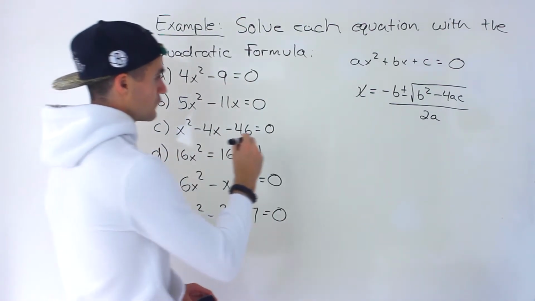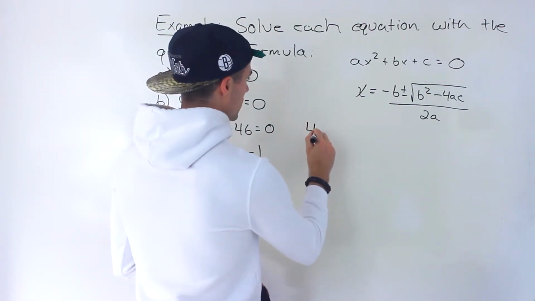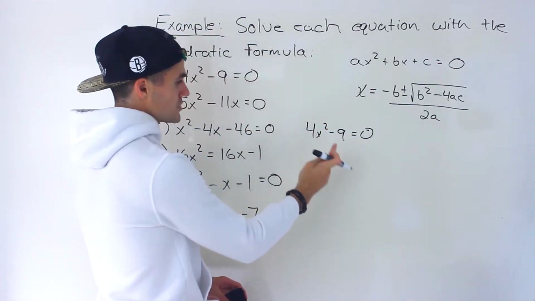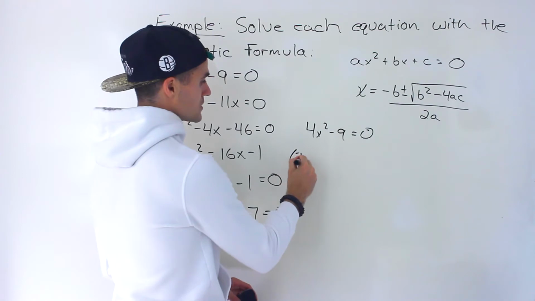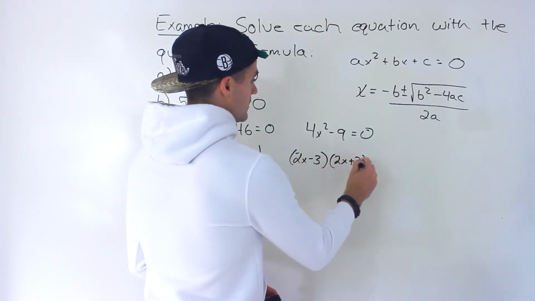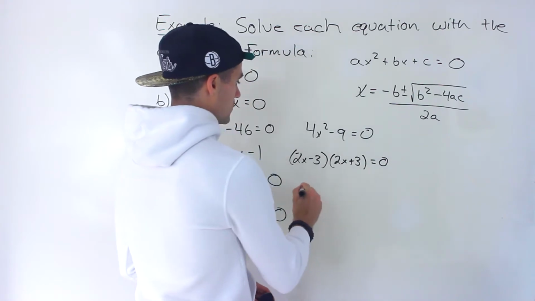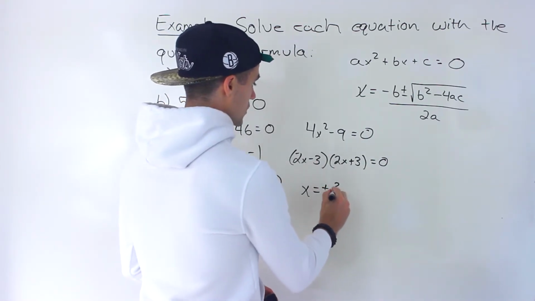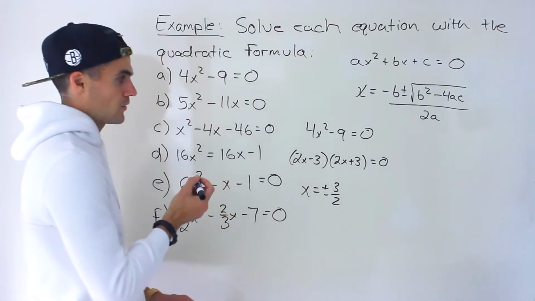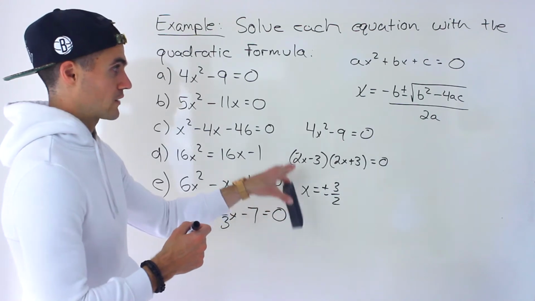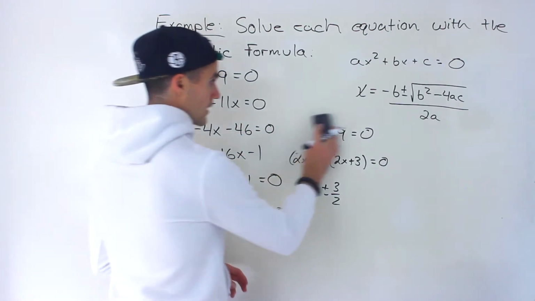Starting off with the first quadratic, we got 4x squared minus 9 is equal to 0. Now this one in particular is very easy to factor. If you notice, it's just a difference of squares. Okay, so we know what we're going to be aiming for. x is going to be positive 3 over 2 or negative 3 over 2. Those are going to be the two solutions right there. So let's see if we get those solutions that we just got with factoring with the quadratic formula.